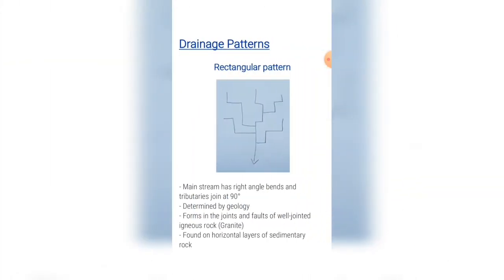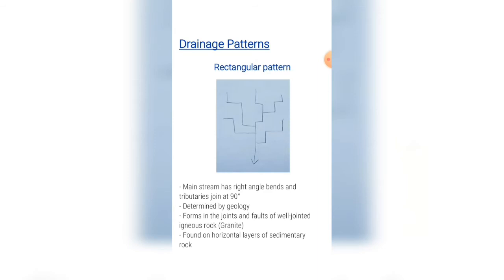The next one is the rectangular pattern. Now, some people get confused between the rectangular and the trellis pattern, but the main difference is in the rectangular pattern, the main river has 90-degree bends, whereas in the trellis pattern, the main river is straight and only the tributaries join it at 90-degree angles. But in the rectangular pattern, the main river has 90-degree turns and the tributaries join at 90 degrees.